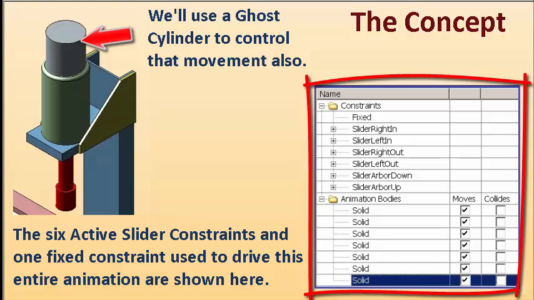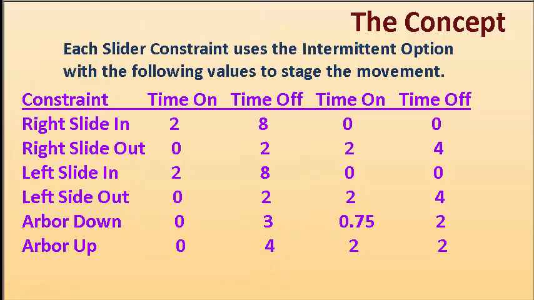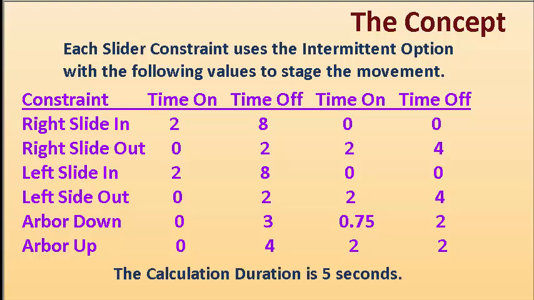The six active slider constraints and one fixed constraint used to drive this entire animation are shown here. Each slider constraint uses the intermittent option with the following values to stage the movement. The calculation duration is 5 seconds.